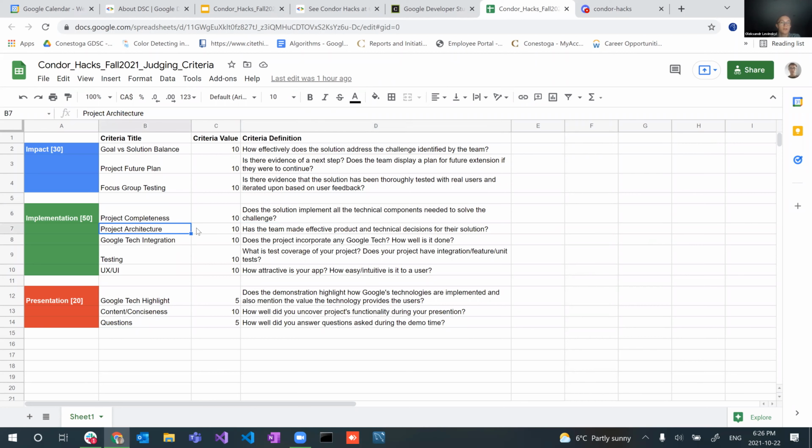Another one, project architecture. How has the team made effective product and technical decisions for their solution? To give you an example, this might be how well you structured your database, or how well you incorporated different technologies together. This is where you will get points for this subcategory.